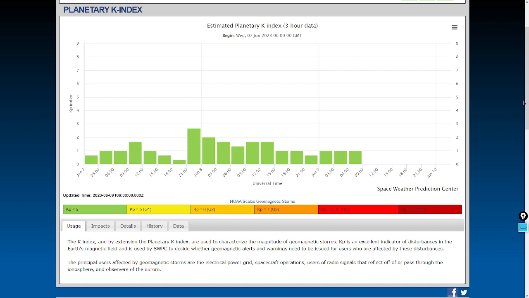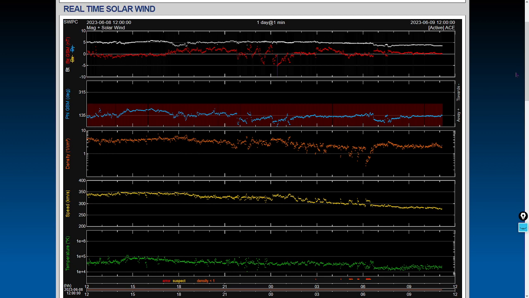Preferably video. Planetary K-index currently at 1. Again, it is a geomagnetically calm condition. We are expecting some upticks coming in the coming days. It's the calm before the storm, or so we think.